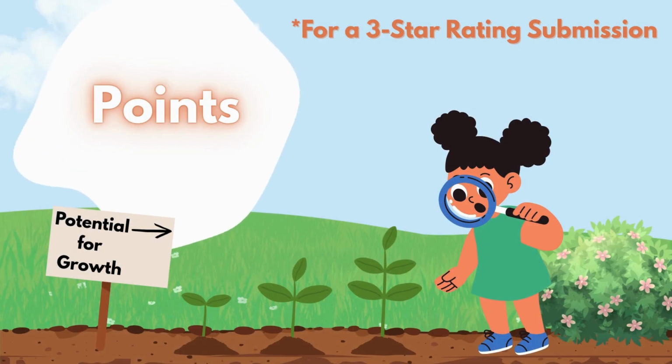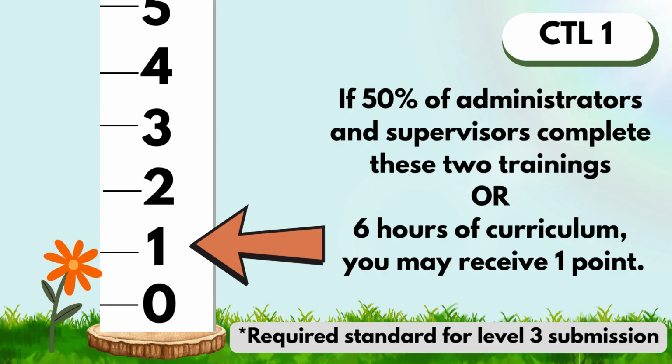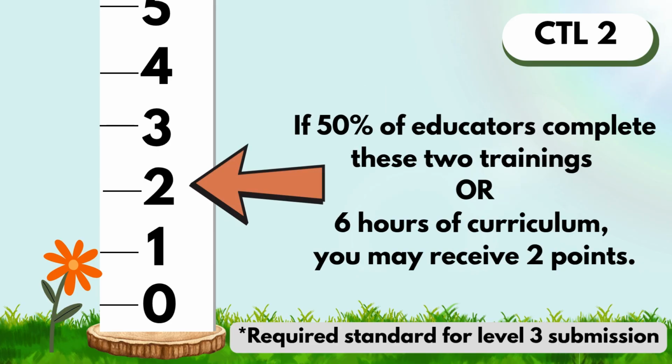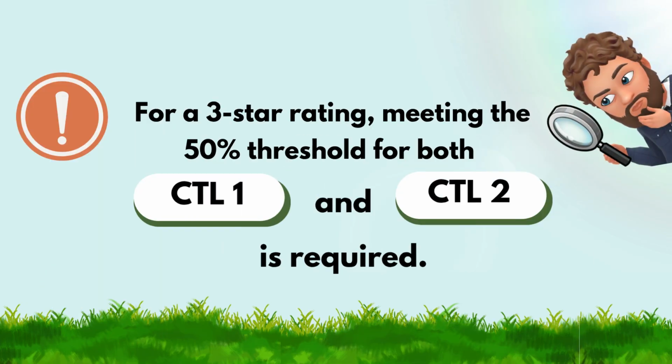How many points are possible? Let's first take a look at the 3-star requirements for these standards. If 50% of administrators and supervisors complete these 2 trainings or 6 hours of curriculum training for CTL 1, your program may receive 1 point. If educators complete these 2 trainings or 6 hours of curriculum training for CTL 2, your program may receive 2 points. For a 3-star rating, meeting the 50% threshold for both CTL 1 and CTL 2 is required.